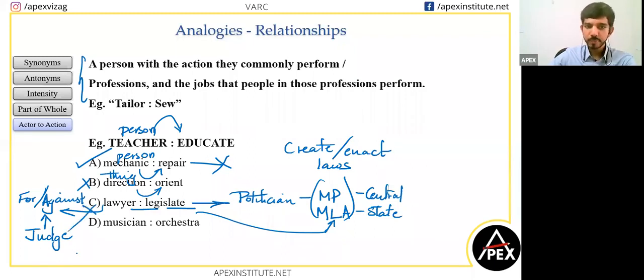So C is incorrect. And musician does not do the job of an orchestra. Musician is part of an orchestra. And what they actually do is they play music or they create music. So D is also incorrect. Right? You have A as the answer.